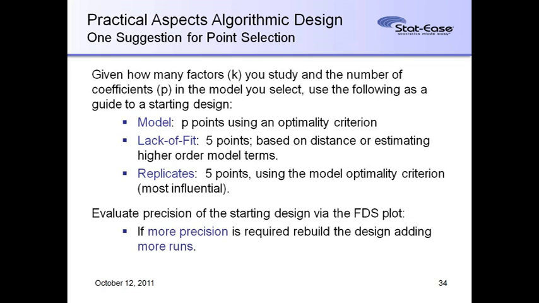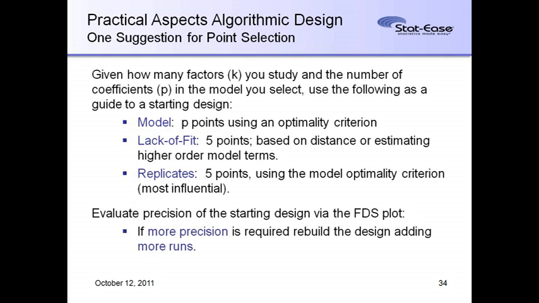And I call it practical because it's not optimal in the sense of alphabetic optimality, because we're going to give up some alphabetic optimality to pick lack of fit points and replicates, but those are, from a practical experimental viewpoint, very good trade-offs to make. Okay, so given how many factors you want to study, in this case there's 3, and the number of coefficients in the model you're going to fit, in this case we're going to design for a quadratic model for 3 factors, so there'll be the intercept, that's 1. The 3 linear coefficients, so that's 1 plus 3 is 4. We've got the 3 two-factor interactions, AB, AC, BC. So that gets us up to 7, and then the 3 squared terms, A squared, B squared, C squared. So that means we're going to have 10 coefficients we're going to estimate.